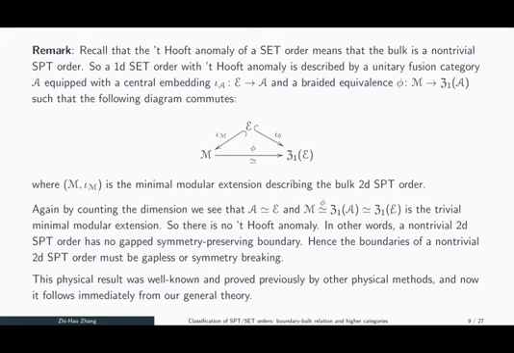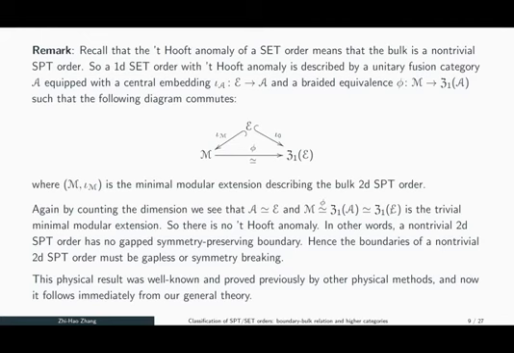I'm sorry, a naive question maybe. So why is phi an equivalence? This equivalence means the bulk of A. A is our 1D theory. Its bulk is the center of A, and M is the bulk. M is a 2D SPT order. So equivalence just means they are the same.